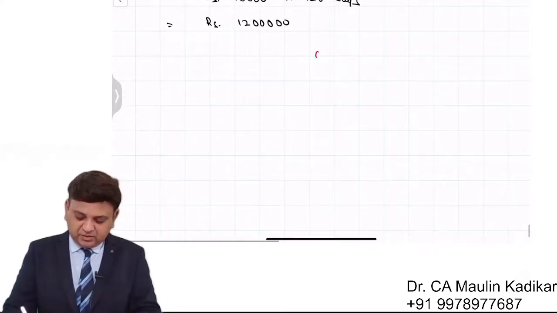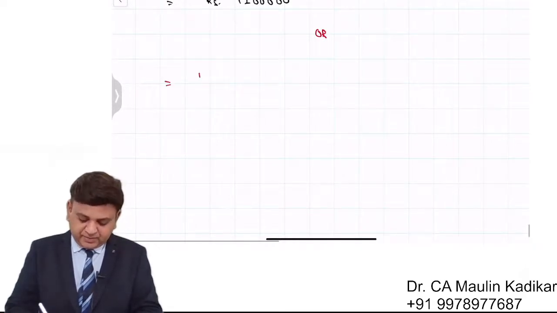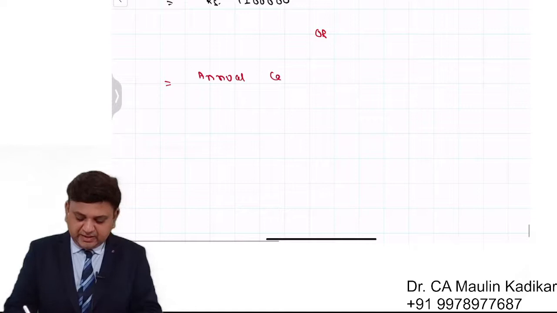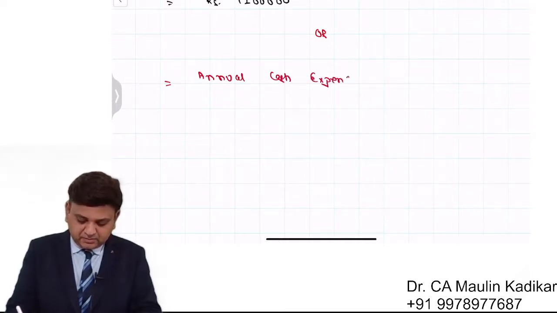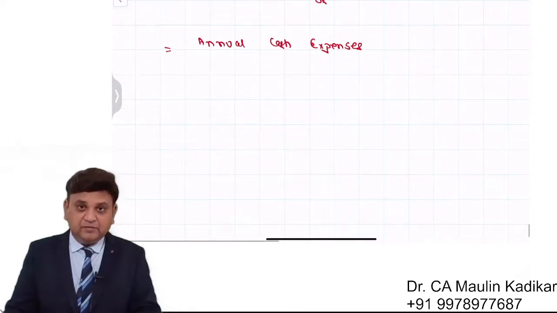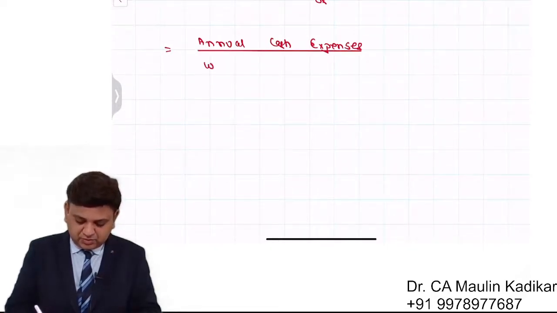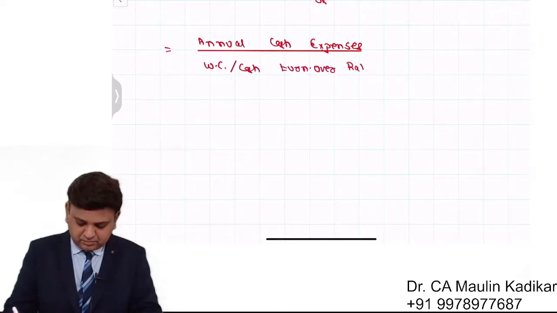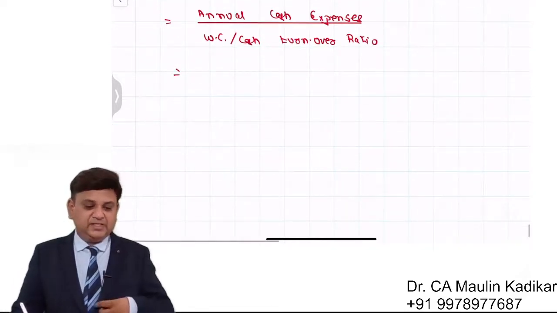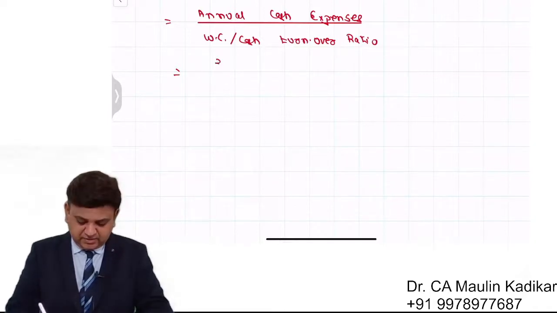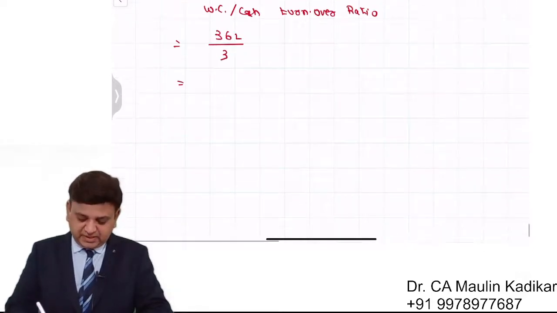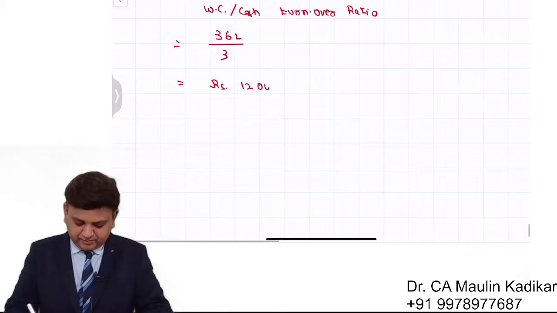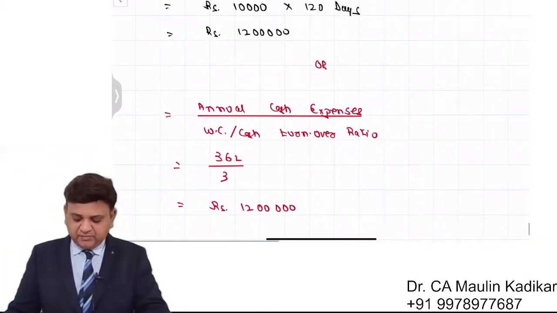This answer could be calculated using an alternative method. It is annual cash expenses divided by working capital turnover ratio or cash turnover ratio. Annual cash expenses is an amount of 36 lakhs divided by 3. That comes to rupees 12 lakhs. This is the way we'll make the calculation of the answer.